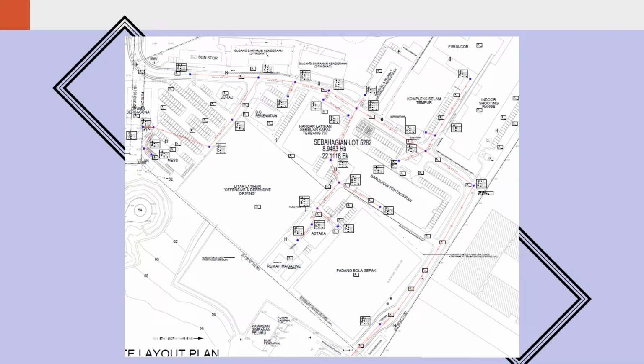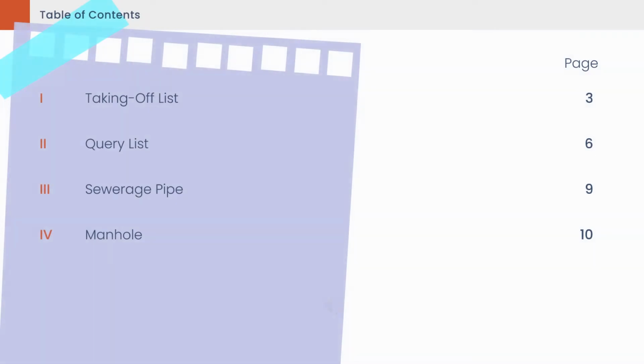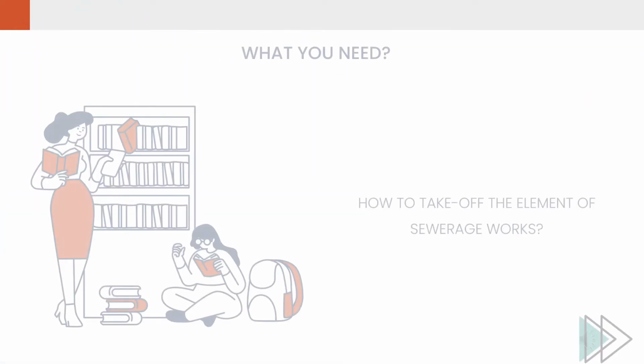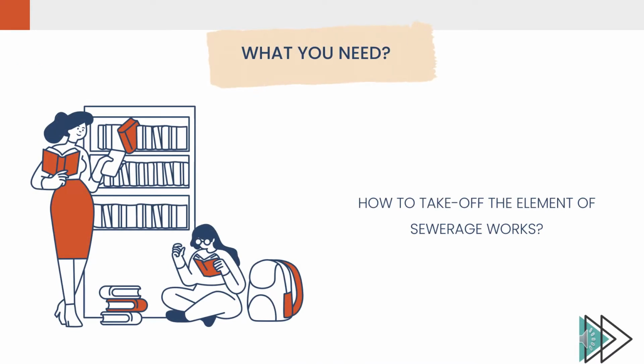This is the layout plan of the sewerage. In this presentation, we will be presenting on the take-off list, queries, sewerage pipe, and manhole. What do we need to take off for the elements of sewerage works?